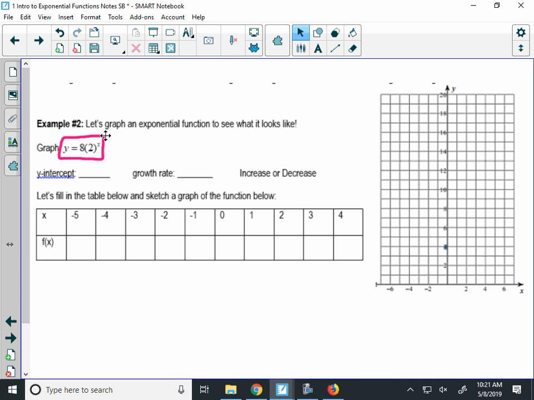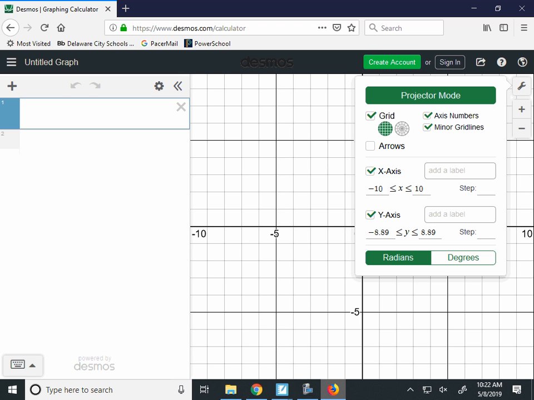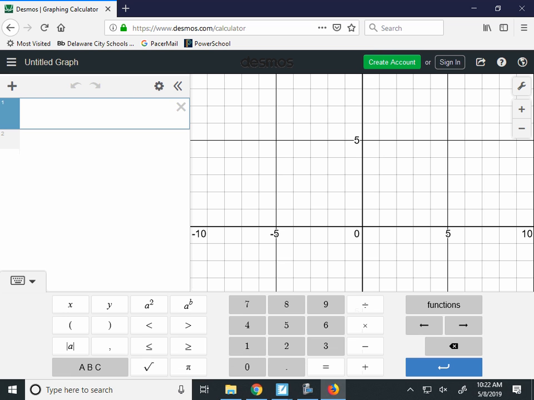Okay, so before we start, the 8 is my y-intercept, that first number. The growth rate is the number in the parentheses, that's 2. Since 2 is bigger than 1, we're going to be increasing. So let's go to Desmos here and check this out. We'll type in y equals 8.